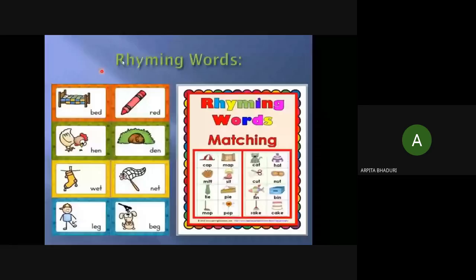Next is the rhyming words. This is the last part of today's class. Can you see the rhyming words? Yes, ma'am. I think it will come.